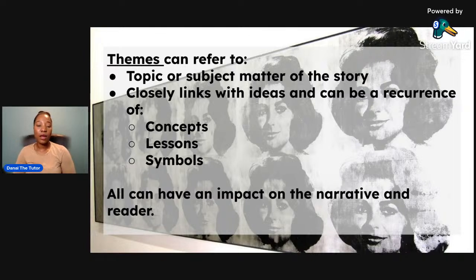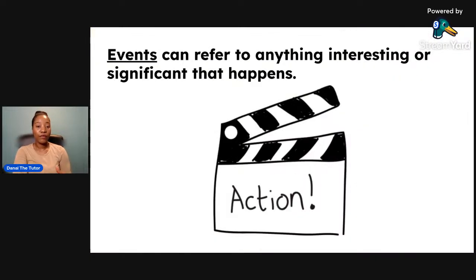Themes, okay, is the last thing stated in the mark scheme. And the theme can refer to a topic or subject matter of the story, and it closely links with ideas, okay? But it's the recurrence, or the repetition of a concept, lessons, symbols. So in the background, you can see that picture of the woman's face, and it's duplicated several times on the same picture, because I want you to think about themes as something that comes up over and over again, perhaps in a text, in a story. So those are the things that you need to look for first and think about evaluating when you get to question 4.